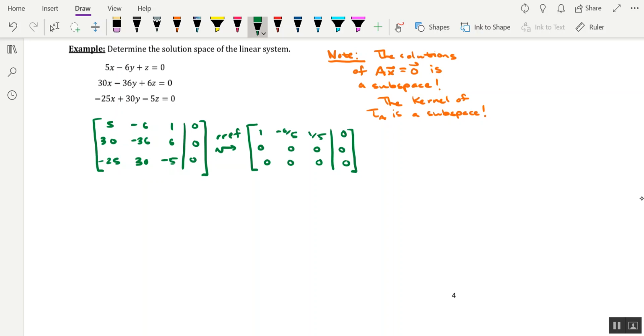So it turns out that we might need some parametric equations here. In particular, there will be two parameters. Let's keep in mind that the first column is for the variable x, second column is for y, and third column is for z. So what row 1 tells us in this matrix is that x minus 6 fifths y plus 1 fifth z equals 0.